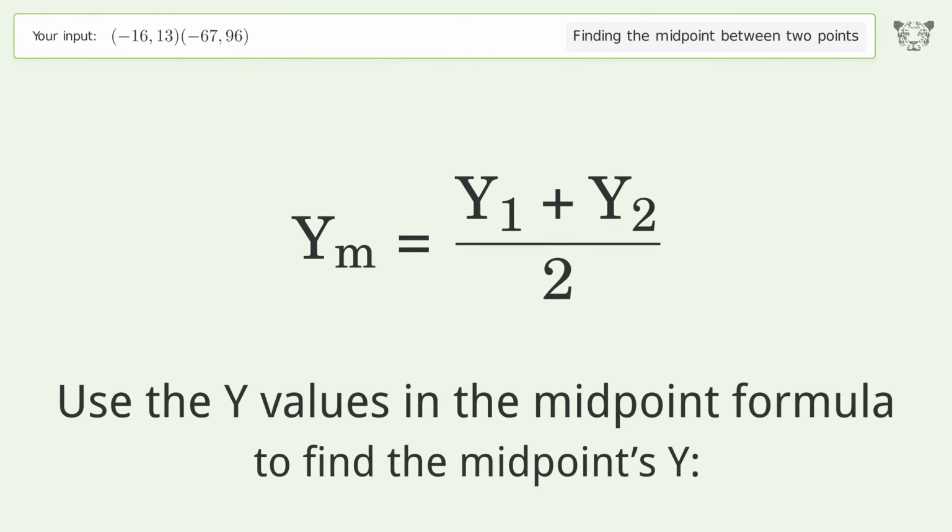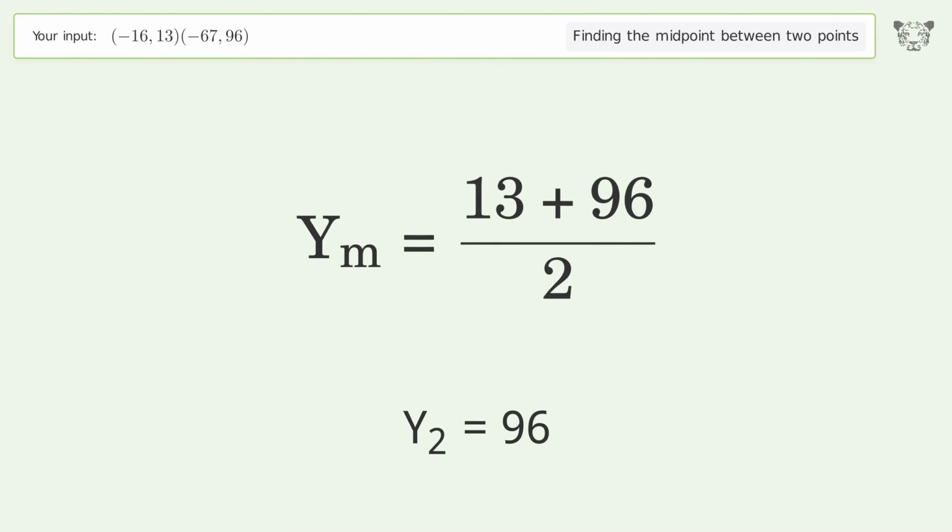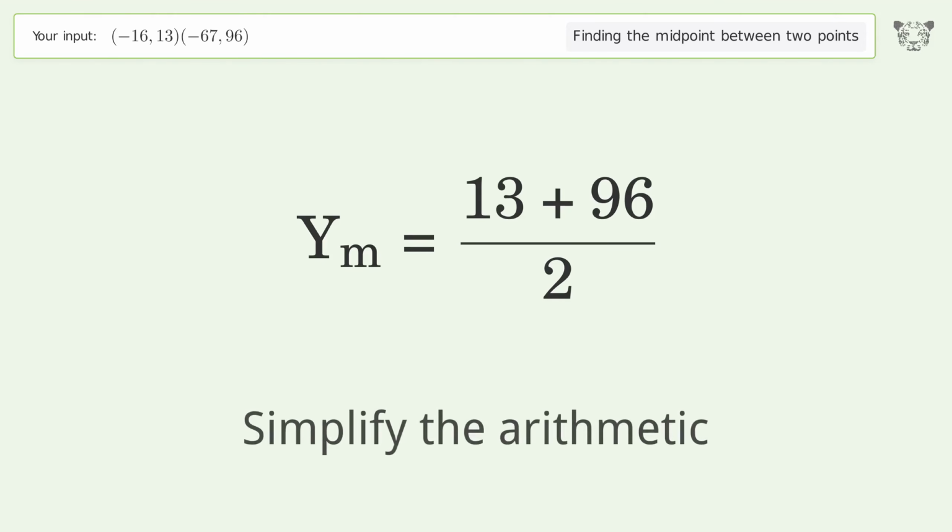Use the y values in the midpoint formula to find the midpoint's y. y1 equals 13. y2 equals 96. Simplify the arithmetic.